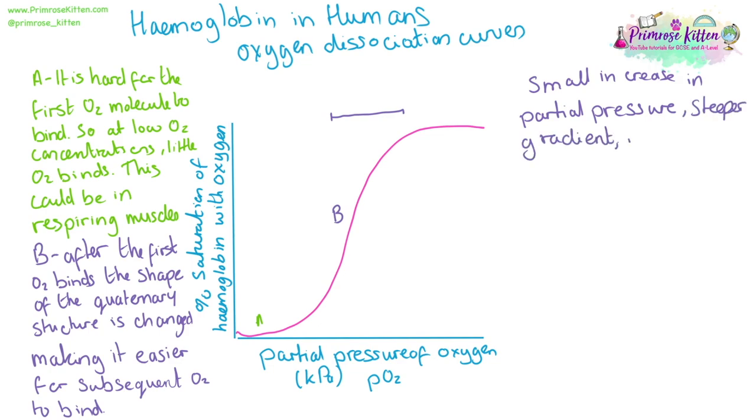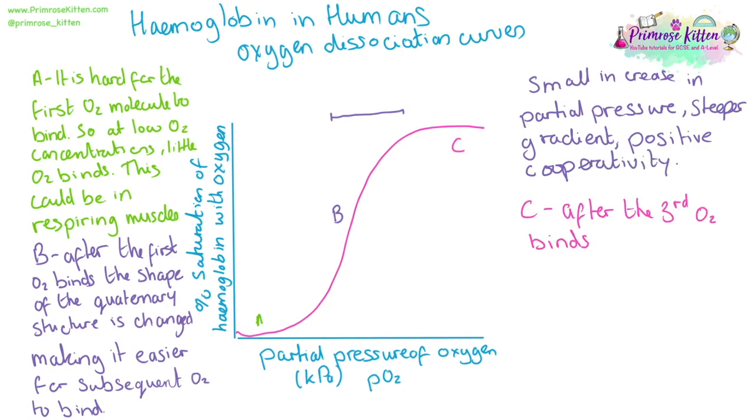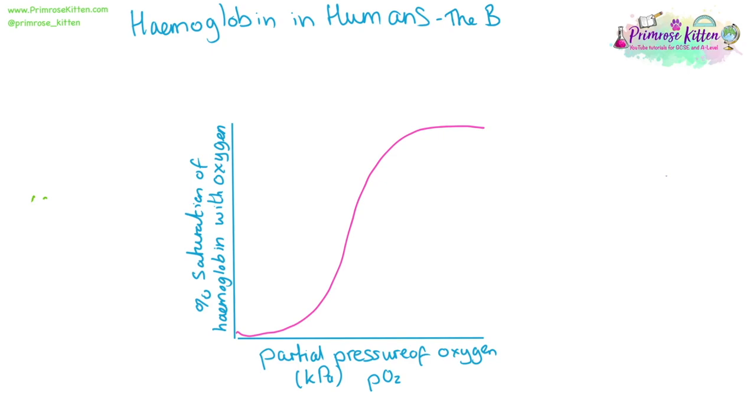We can see this as there is only a small increase in partial pressure, whereas a steeper gradient happens at this part of the graph. There is positive cooperation. At point C, after the third oxygen molecule binds, it is harder to bind the fourth and the last oxygen. Another thing to talk about with this graph is the Bohr effect.